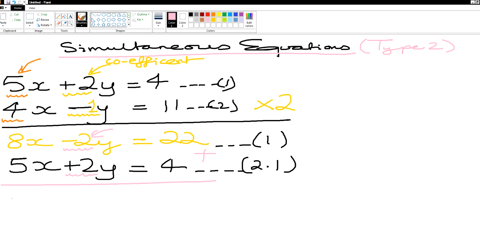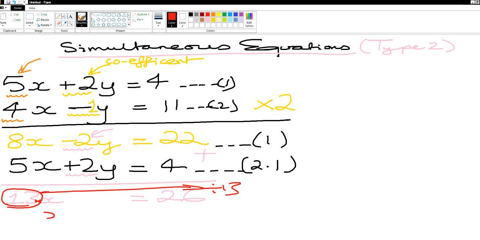So 8x add 5x is equal to 13x. Minus 2y plus 2y equals 0. We call that fresh air. 22 add 4 is 26. Lovely. Now I want to work out the x. x has been timed by 13. Opposite of time by 13 is divide by 13. So x is equal to 2.